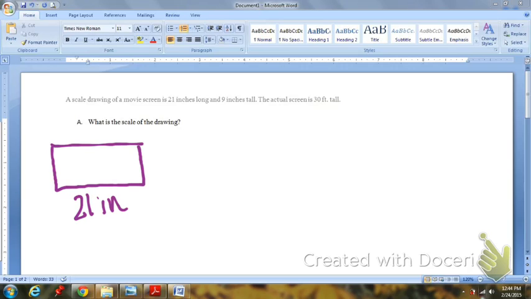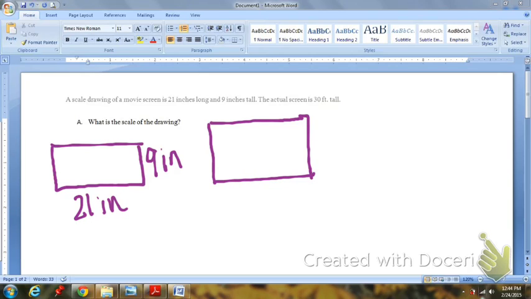And then it says that the scale drawing is 9 inches tall. 9 inches tall means that we want the height of the movie screen. So now we're going to label the vertical side. And then our actual movie screen is 30 feet tall. So we're going to draw another rectangle, slightly larger, just so we know the difference. And we're going to label it. 30 feet tall is also going to be the height. So we're going to label this vertical side.